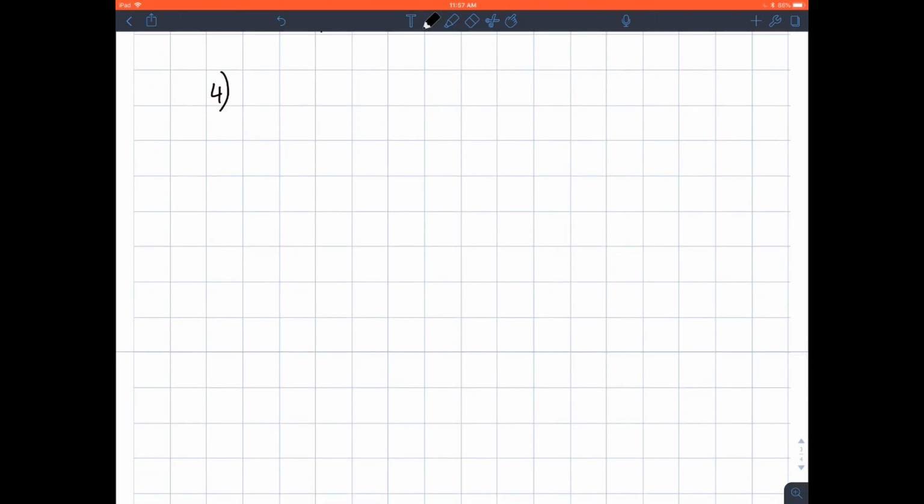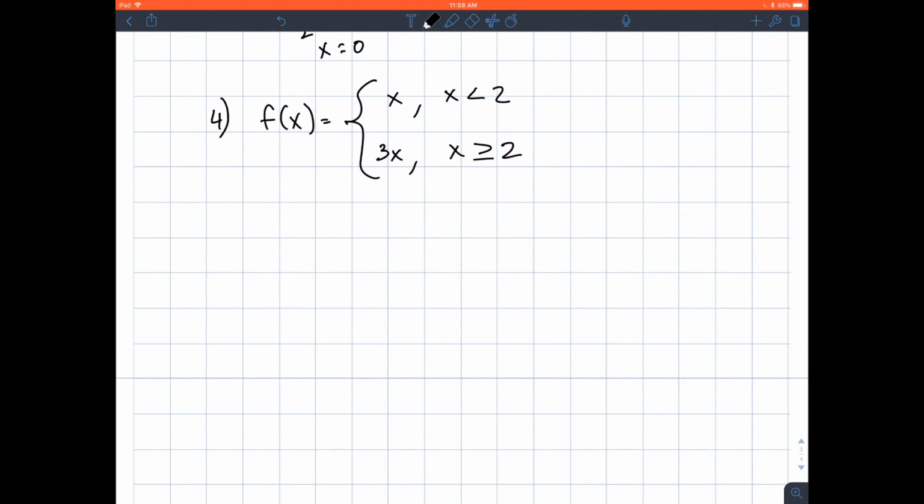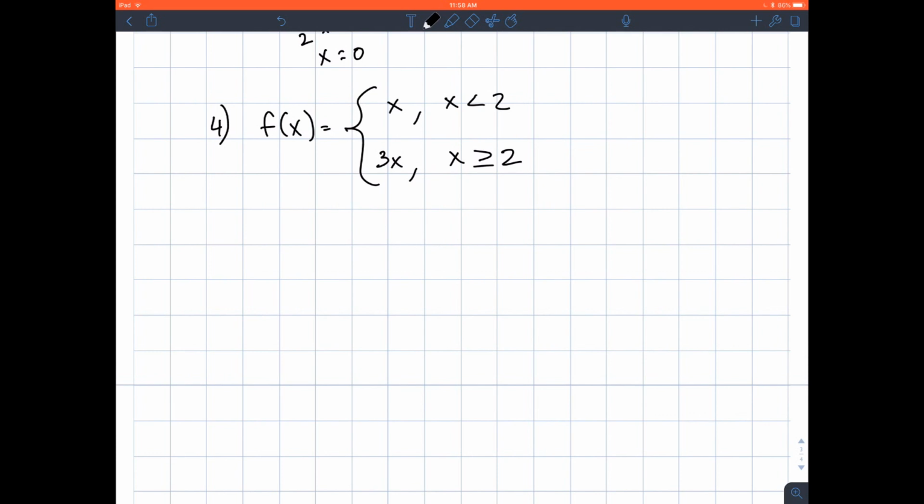Okay, let's do another one. Piecewise function. Those are always fun. So let's say we're given f of x is equal to x when x is less than 2, and 3x when x is greater than or equal to 2. The best way to graph a piecewise function is to consider the values on which you're restricted for that particular function. So for example, f of x is equal to x when x is less than 2, right?